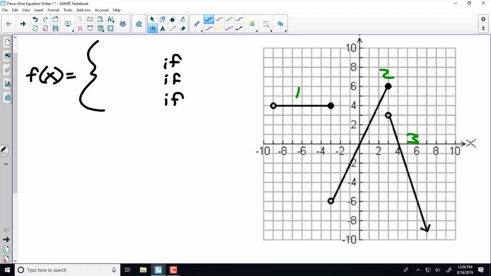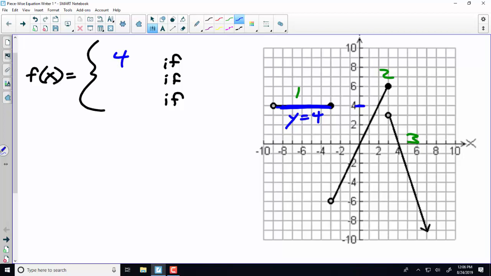Usually the easiest pieces to write the equations for are the horizontal lines, like this one right here. We just need to identify what y value that horizontal line is positioned at. It's positioned at the y value of 4, so the equation for that piece would just be y equals 4. But since over here in the equation we already have the f of x in there, we just have to write the 4. And that takes care of the first piece.